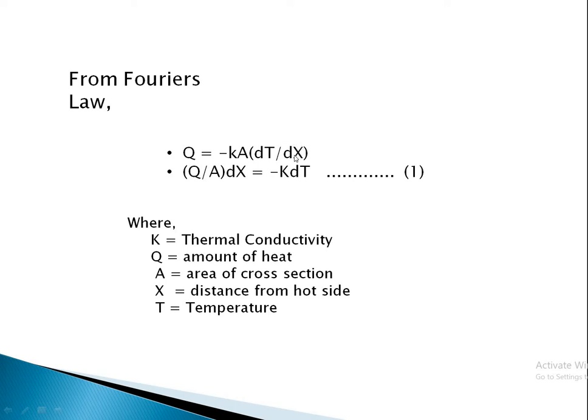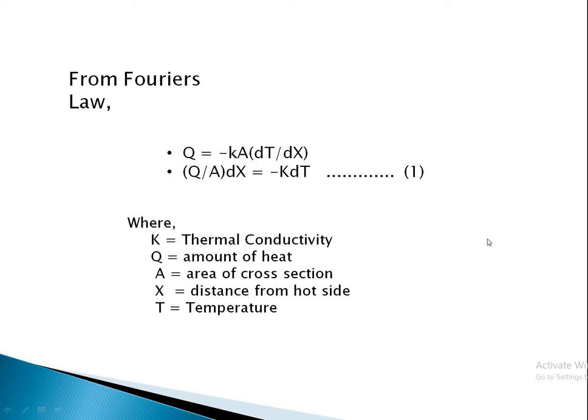Here, in steady state conduction, we can assume that x is the distance. Now, by removing the proportionality, we get the proportionality constant, which is K. Here K, the proportionality constant, is known as the thermal conductivity, represented by K. So from Fourier's law, we can write this equation as Q by A into dx equals minus K into dt. From this equation, we derive the equation for steady state conduction.